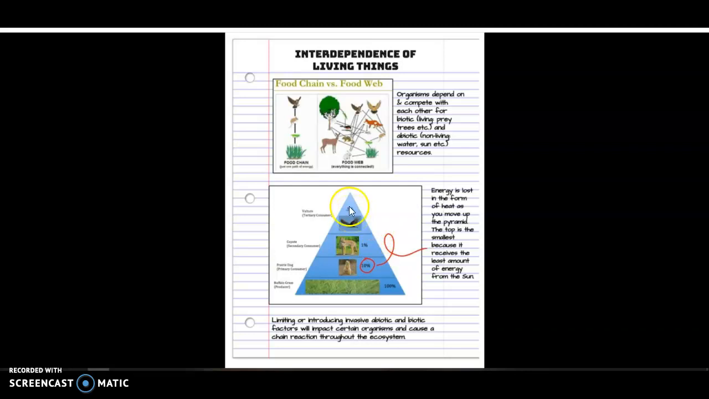This is also why you don't have very many top predators in the ecosystem, and you have many, many more plants and producers in the ecosystem. It all has to do with that energy being used up and then lost to the ecosystem as heat. Now, limiting invasive species or introducing invasive species can impact certain organisms and cause a chain reaction through the ecosystem.